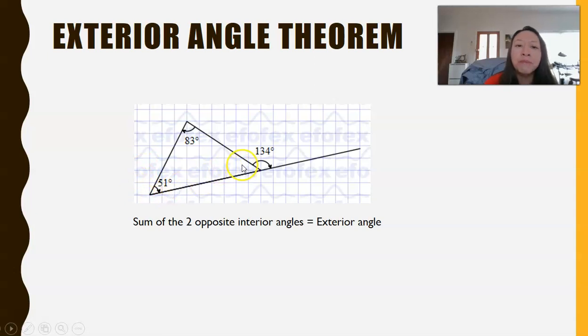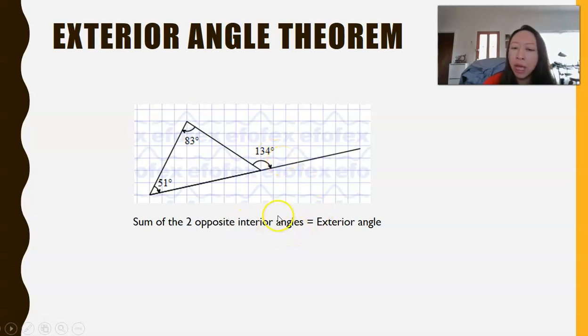We know that the unknown angle is actually 180 take away 83 degrees take away 51 degrees. So this is supplementary. Also, if we focus on the line over here, the unknown angle and the angle 134 degrees are supplementary as well. Therefore, this means that the sum of these two opposite interior angles will equal the exterior angle over here.